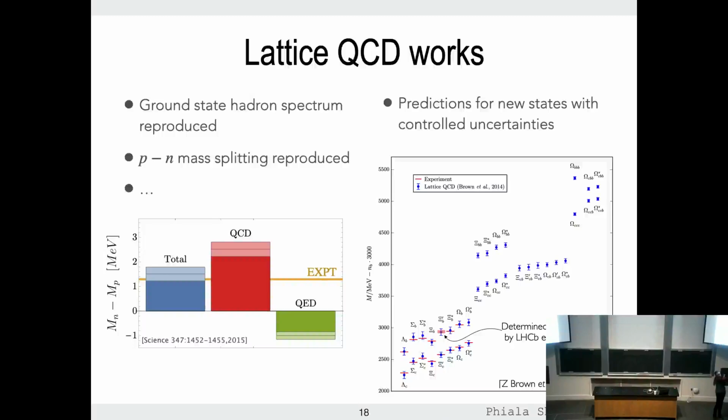This was a prediction from a lattice QCD calculation. The LHC-B experiment then knew where to look to go find the state and found it precisely where it was predicted. So we're in an era of great complementarity between theory and experiment, as you see from both of these examples, and really high precision controlled predictions.